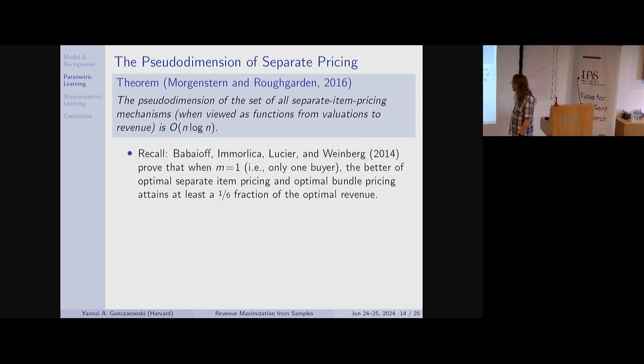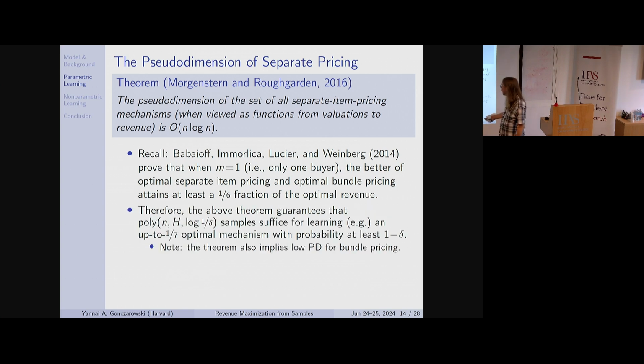Good. And again, recall Babaioff, Immorlica, Lucier, and Weinberg proved that when m equals 1, when we have only one buyer, the better of the optimal separate item pricing and optimal bundle pricing attains at least 1/6 fraction of the optimal revenue, as Serge called it yesterday. The gap for this class is 1/6. Therefore, this above theorem will tell us that if we take a number of samples that is polynomial in n and 1/epsilon and log of 1/delta, it suffices for learning, for example, an up to 1/7 optimal mechanism.